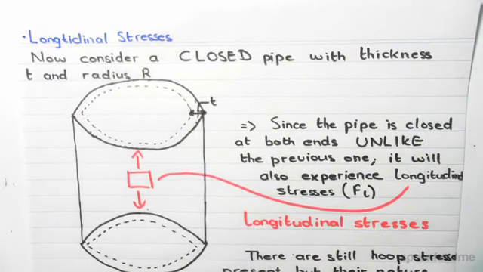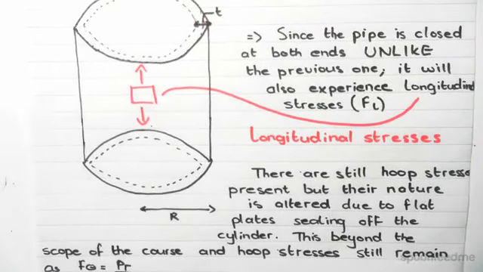Now, since the pipe is closed at both ends, unlike the previous one, it also experiences longitudinal stresses. If you look at this little element cut out from the pipe, you can see the vertical stresses, and these are called the longitudinal stresses. There are also hoop stresses present, but their nature is altered. Why is the nature altered? Just due to the fact that the cylinder is sealed off.